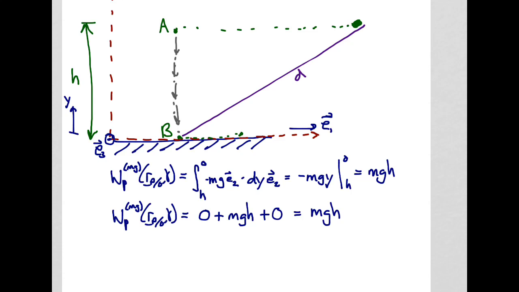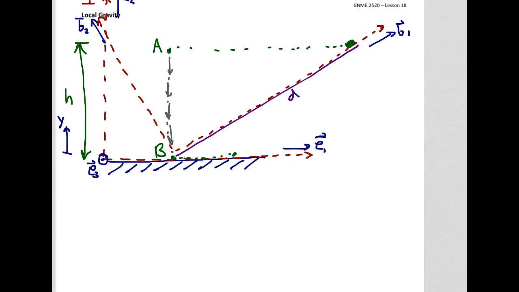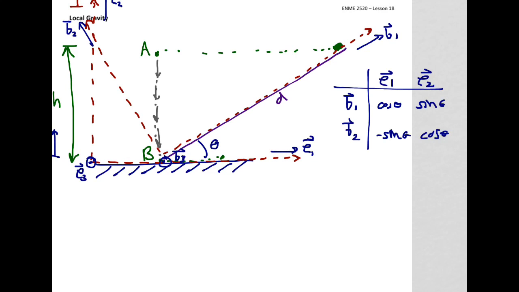We need to apply a new reference frame, and this will be reference frame B, which is defined by the basis vectors B1, B2, and then B3. So we have an origin at B. And we have an angle theta that's relating the orientation of these two reference frames. And then we get our transformation table to help relate these two reference frames to each other. And we'll define our coordinate s that'll help us put this particle on a path down the ramp.